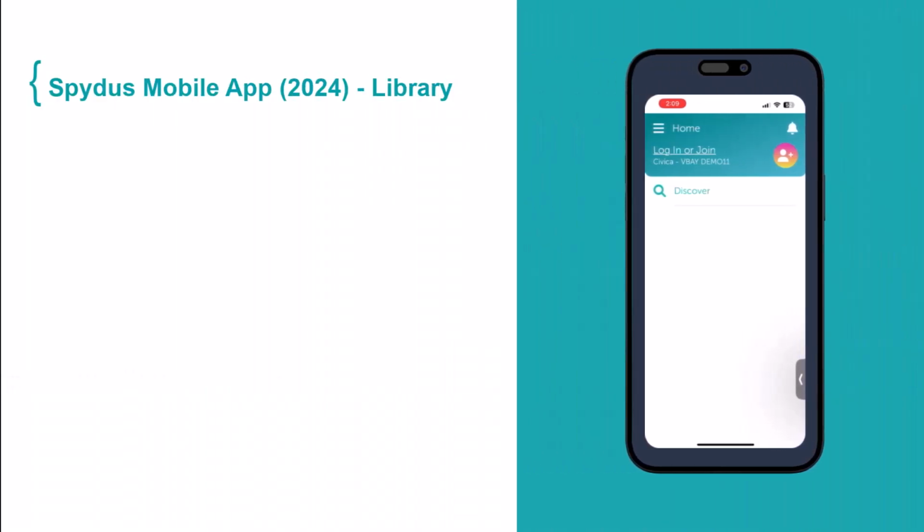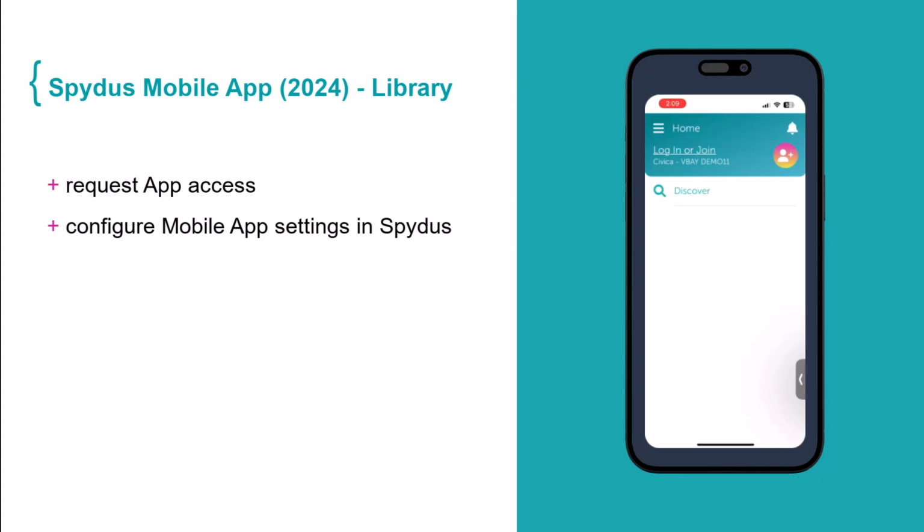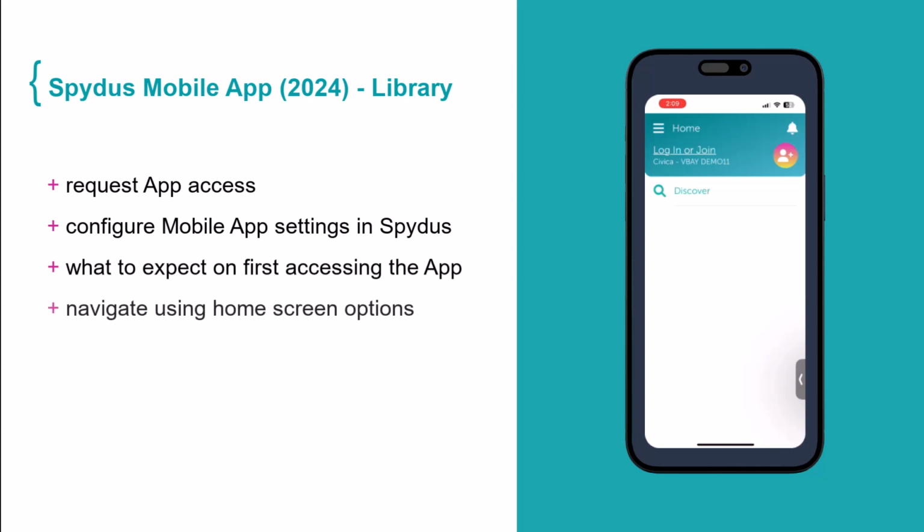In this video, you'll learn how to request app access for your library, how to configure mobile app settings using the maintenance module in Spydus, what to expect when accessing the app for the first time, and how to navigate the app using the home screen options and menus available throughout the app.